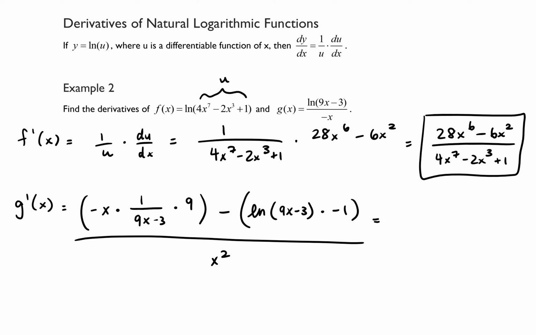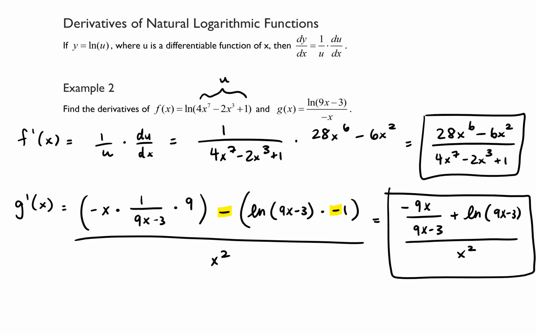Okay, so let's do some simplification. We will have negative 9x over 9x minus 3, and then this minus and this minus will change into a plus. So we'll have plus the natural log of 9x minus 3 all over x squared. Not the prettiest, but we'll deal with it.